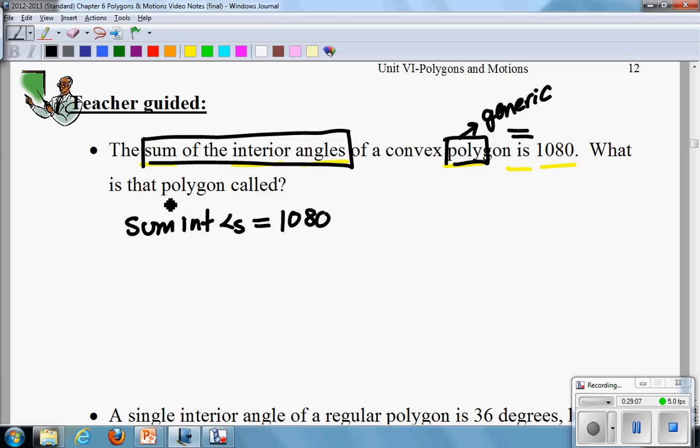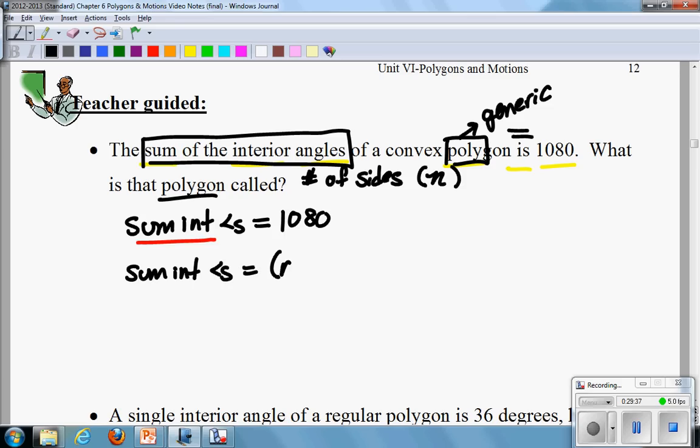So from here, remember back to the song which says, the sum of interior angles, sides minus 2 times 180. So the sum of the interior angles is sides minus 2 times 180. And the sum of interior angles in this problem is 1080. So we're going to make these equivalent to each other: n minus 2 times 180 equals 1080. I'm going to wait for you to catch up.